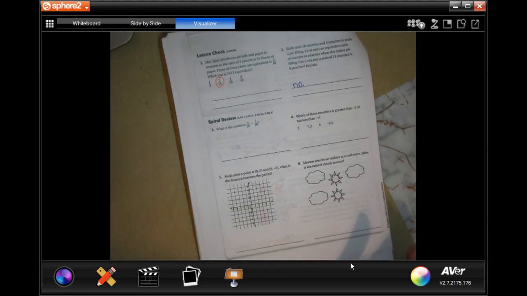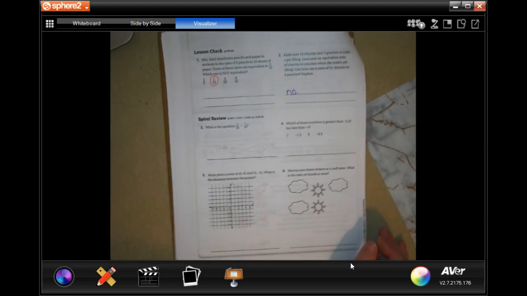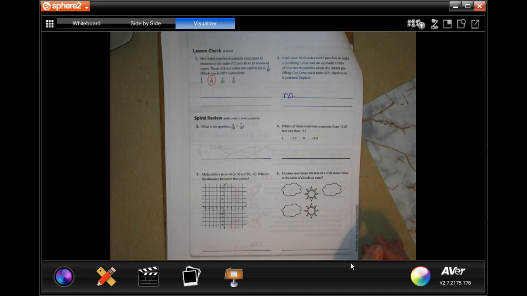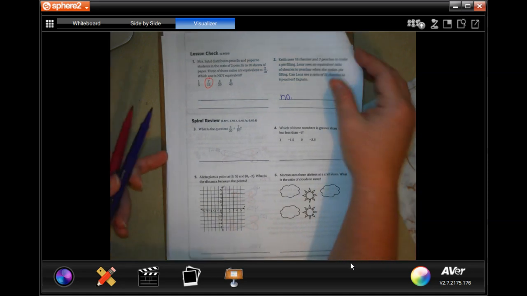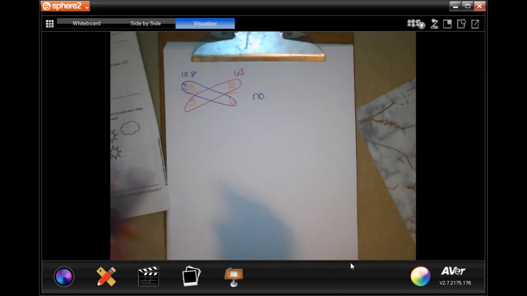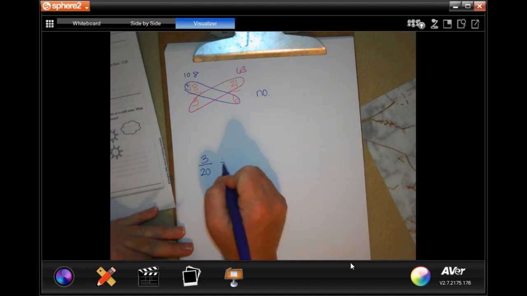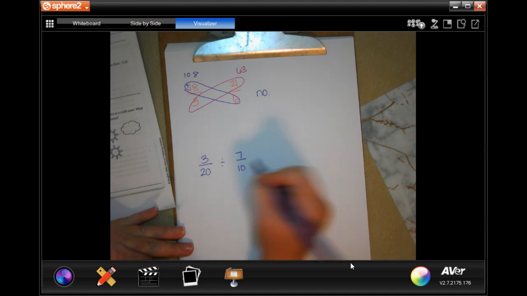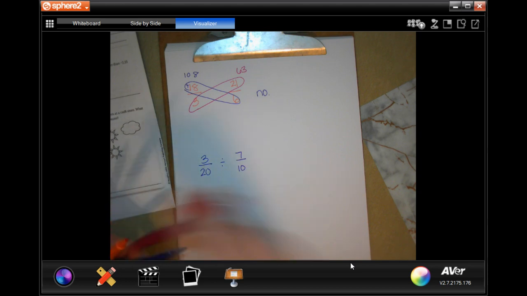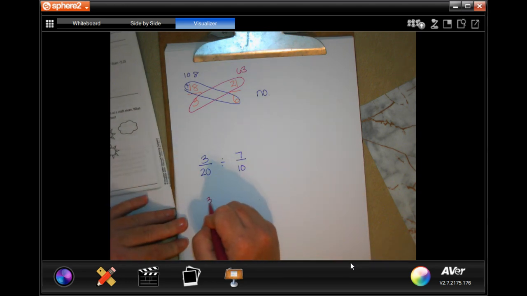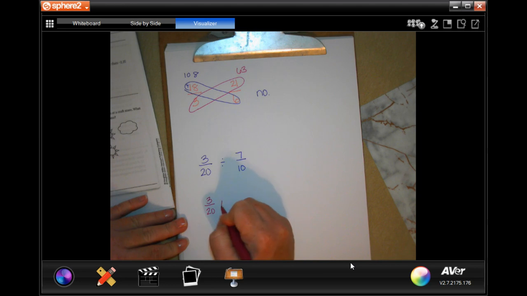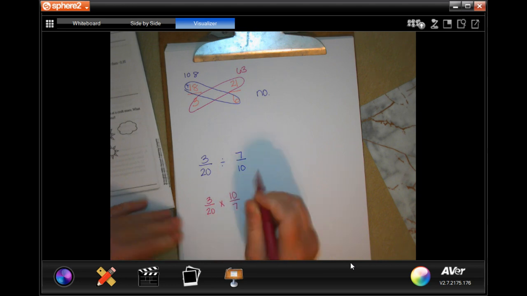Look at that. What is the quotient, which just means the answer to a division problem, of 3 over 20 divided by 7 over 10? In division of fractions, we keep, we change, and we flip.